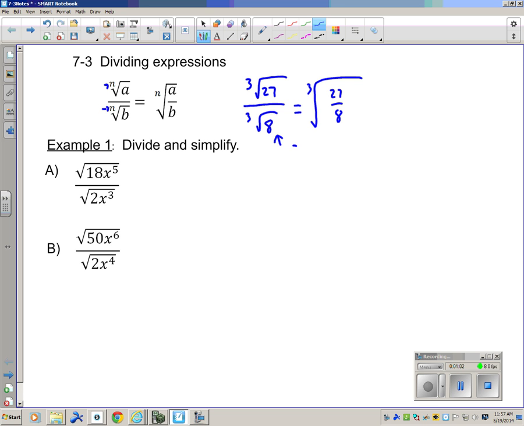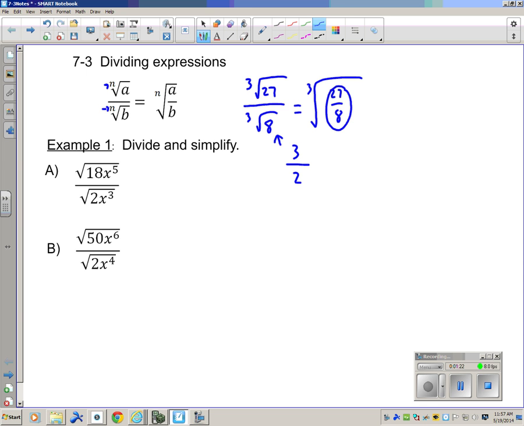The third root of 27 there is 3. The third root of 8 there is 2. So you just get 3 halves. Sometimes, however, you want to be able to reduce that fraction down first, or do the division first, and then take the third root. In this case, it doesn't end up being very nice to do it that way.